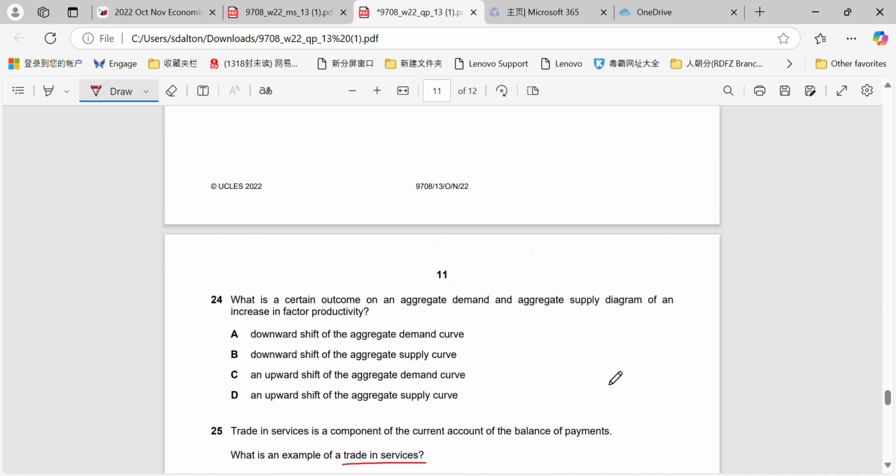Okay, what is a certain outcome on AD and AS of an increase in factor productivity? Similar to the previous questions, a certain outcome of this is aggregate supply shifting to the right because our economy becomes more productive. So that would be a downward shift of the AS curve in absolutely all circumstances.